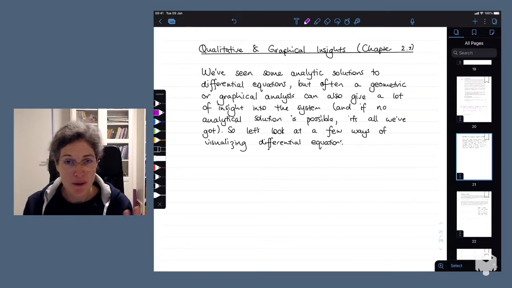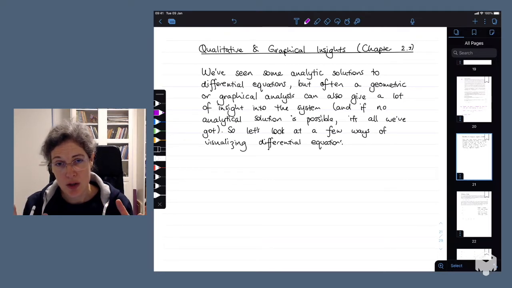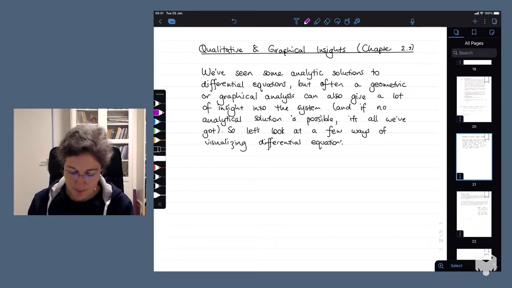Sometimes you want to think about families of solutions, or you might just want to do a quick estimate of what the solution might look like without actually going to the trouble of trying to solve it analytically. As a result, there are many ways of getting graphical and qualitative insights into differential equations. So you don't actually solve and find the final solution initially. You look at the differential equation and figure out from there what solutions might look like. That's what we're going to spend the rest of this video looking at.